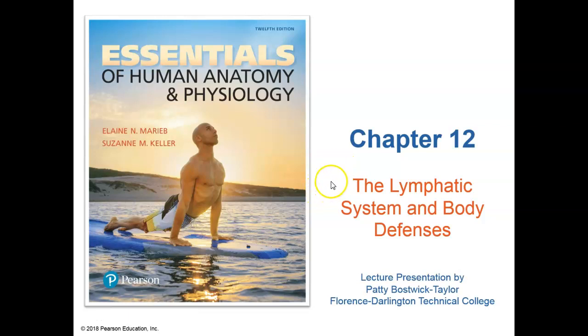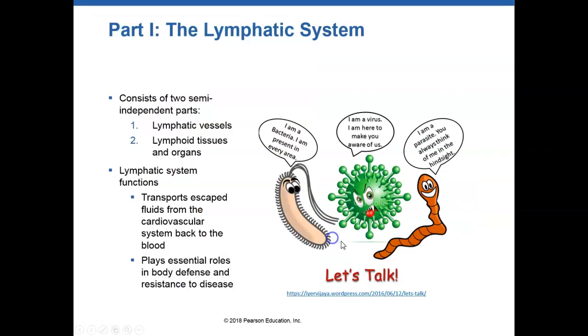Hello, everyone. Welcome to Chapter 12. We are in the lymphatic system. We're going to be talking about the different structures of the lymphatic system, such as your lymphatic vessels, the different organs like lymph nodes, spleen, thymus, and then we're going to talk about more of their functions.